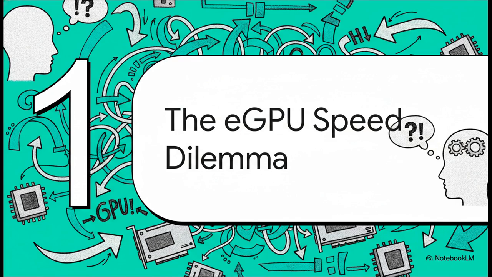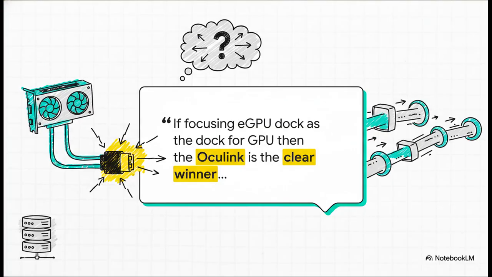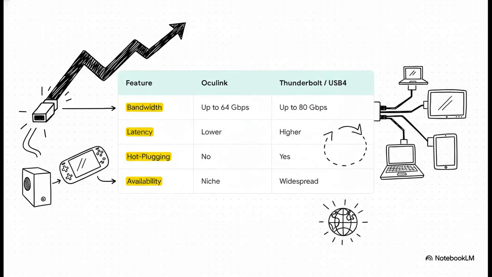Okay, so let's dive right into this hardware showdown. The community has some really strong opinions here, and honestly, for very good reason. Just look at this quote from Reddit user anti22. They say if your one and only goal is pure GPU performance, then Oculink is the clear winner. It's built for speed, and that's it. But is it really that simple?